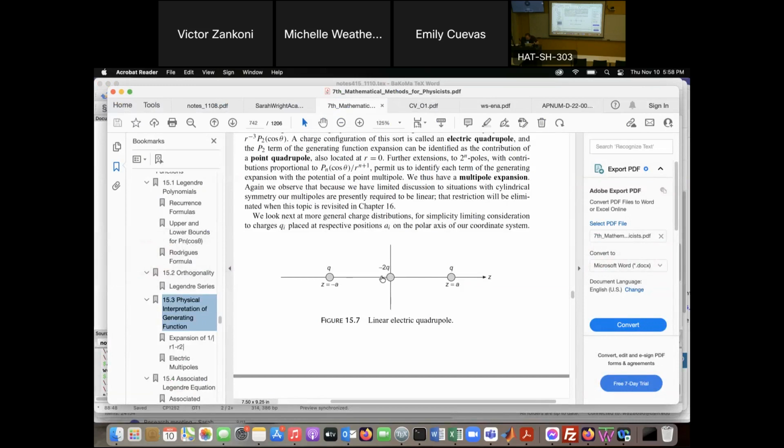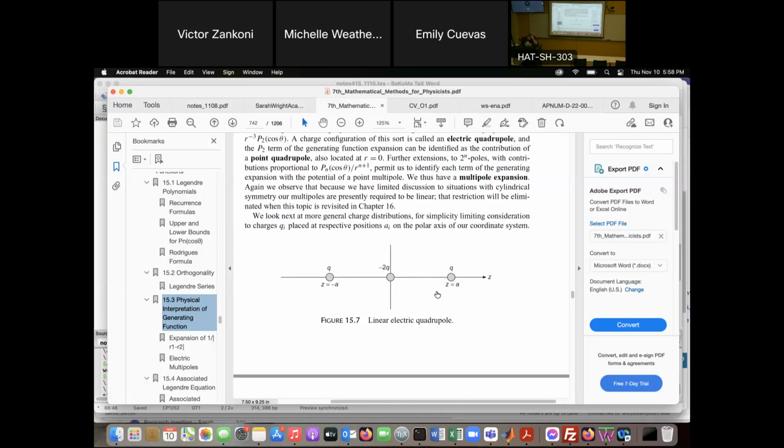The charge minus Q is to the left. So that's one dipole. And then I have another dipole. If I take the Q and minus Q and flip it around, so I have Q to the left, minus Q to the right, then I have both negative ones sharing the same space at the origin. Then this gives me a quadrupole.